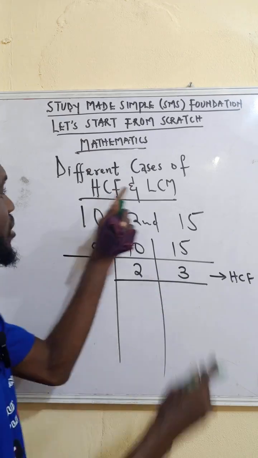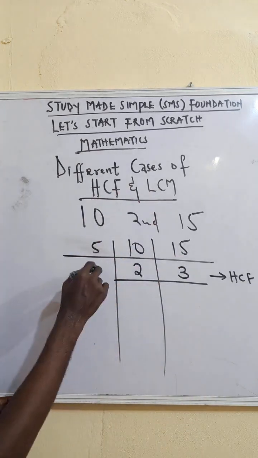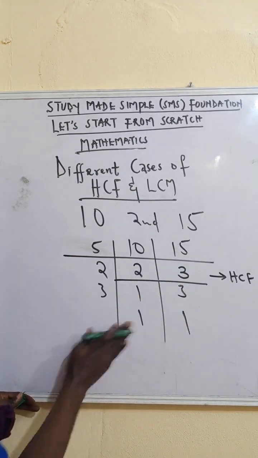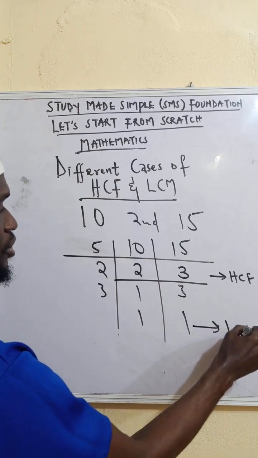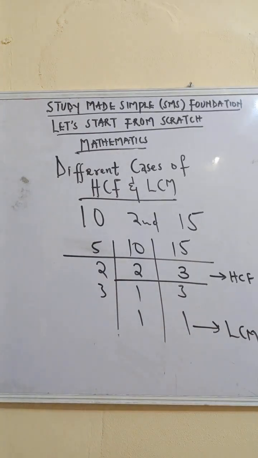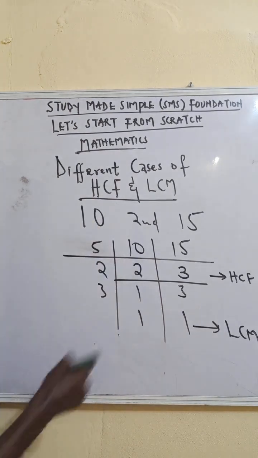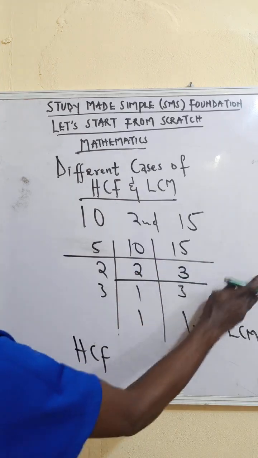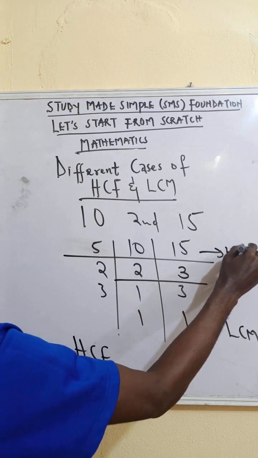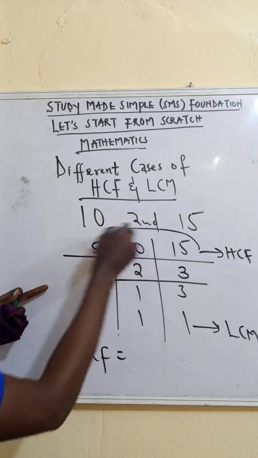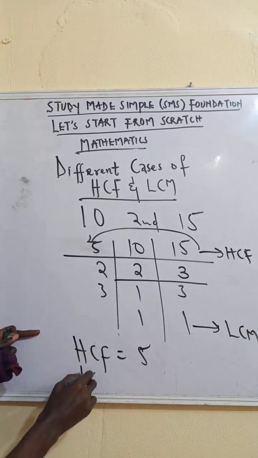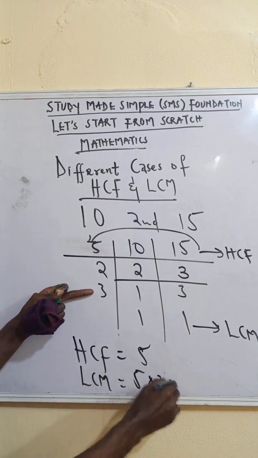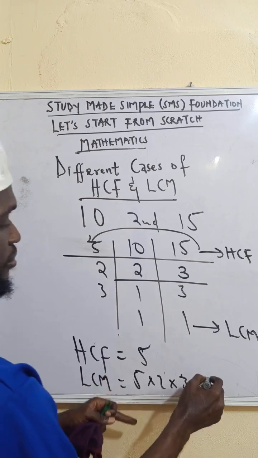Then, to continue to get my LCM, I will still need to continue. So 2, 1, 3, 3, 1, 1. So this is where my LCM stops. For LCM, I need to break it down to the lowest. Now for my HCF, it stops at the first column. So HCF will just be this 5 that we have here. And LCM will be the product of everything down to 3. That's 5 times 2 times 3. 5 times 2 is 10. 10 times 3 is 30.